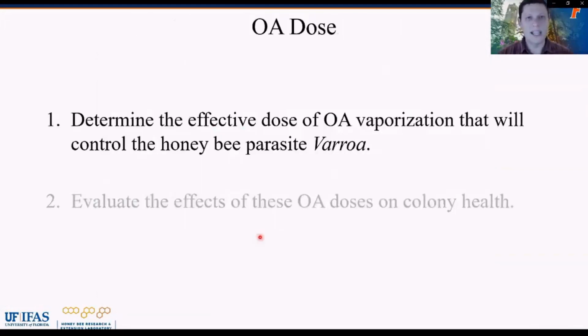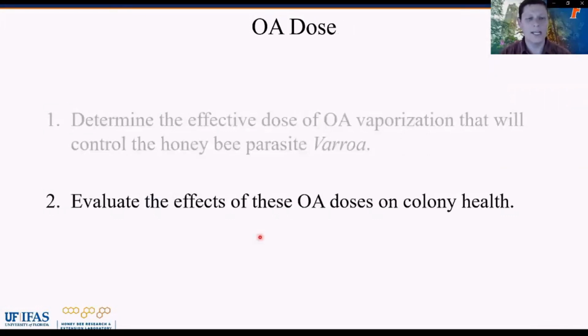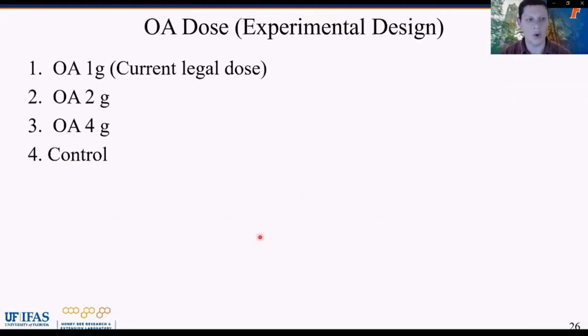So that led us to another experiment the following year where we thought, well, we need to now figure out what is the effective dose that is going to control Varroa. And since we're increasing that dose, we need to obviously see what it's going to do to the colony health. So this time we didn't bother with any of the queen caging, because we saw before that just was not an effective option for us. So we had 4 different groups here where we kept the 1 gram limit, which is the current legal dose. We doubled it to 2 grams, doubled it again for 4 grams, and then we had an untreated control for comparison.